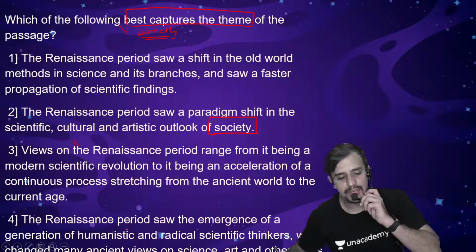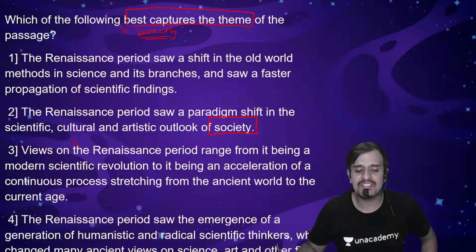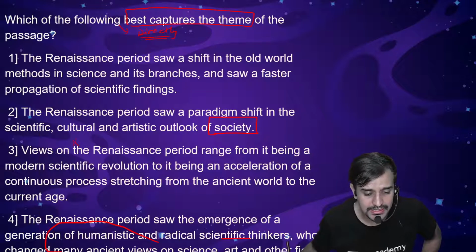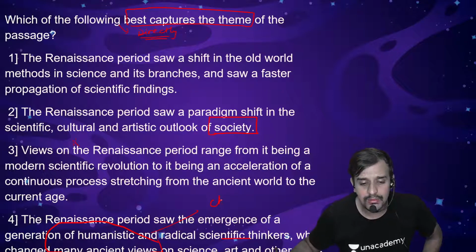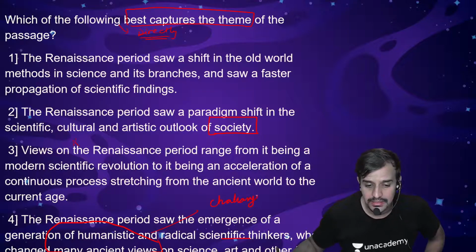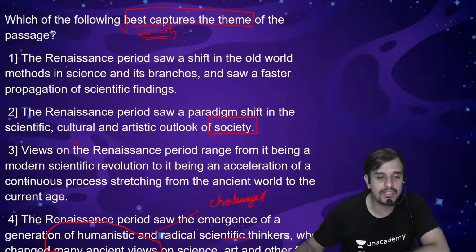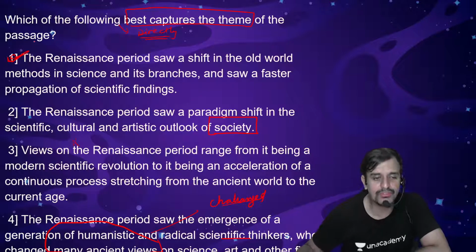The Renaissance period saw the emergence of generation of humanistic and radical scientific thinkers who changed many ancient views. Who changed many ancient views? No, they did not change. They did what? They challenged. What they challenged? They did not change. So the Renaissance period saw a shift in the old world methods in the science and its branches. Okay, this is what we are talking about.